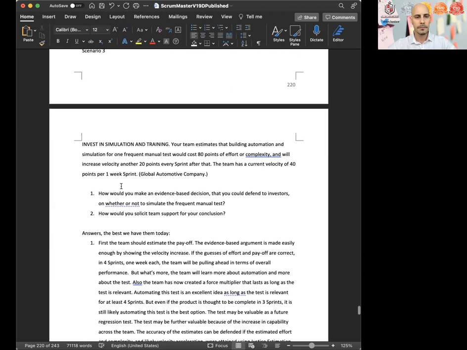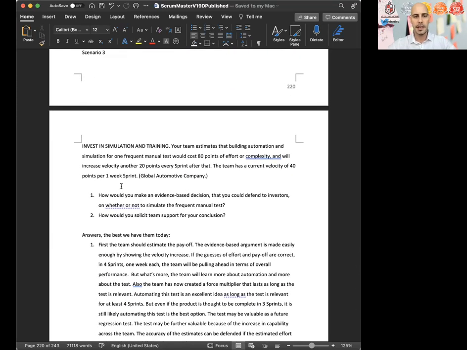Scenario 3, invest in simulation and training. Your team estimates that building automation and simulation for one frequent manual test would cost 80 points of effort or complexity, and will increase velocity another 20 points every sprint after that. The team has a current velocity of 40 points per 1 week sprint. It's a global automotive company. I also saw this in aviation and different versions of this scenario in software companies.